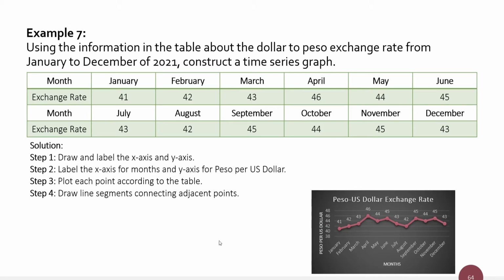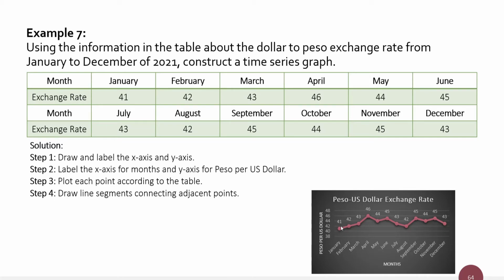Okay? Na kung saan yung ating x-axis ay nilabel natin as months and yung ating y-axis ay nakalabel ng peso per US dollar. And then, saka natin i-plot yung ating mga values. For example, ang January is 41, so itatapat lang natin siya sa 41. Okay? February is 42, tatapat lang natin sa 42. Ang March is 43, tatapat natin sa 43. And so on and so forth.